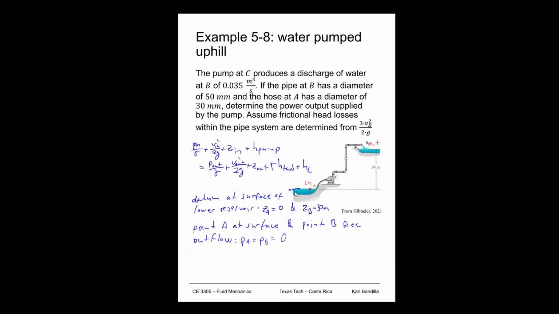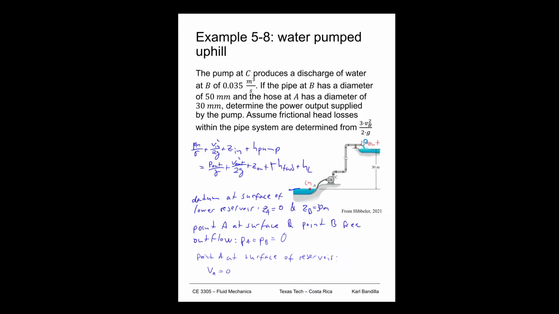Well, if we think about the lower one here as a big reservoir, then we can say point A at surface of reservoir. All right, and remember that if we have our location at the top of the reservoir, then we are going to assume that the change in water level is going to be very slow compared to how fast it's moving through our system. So we can say V_A equal to 0. Now how about V_B?